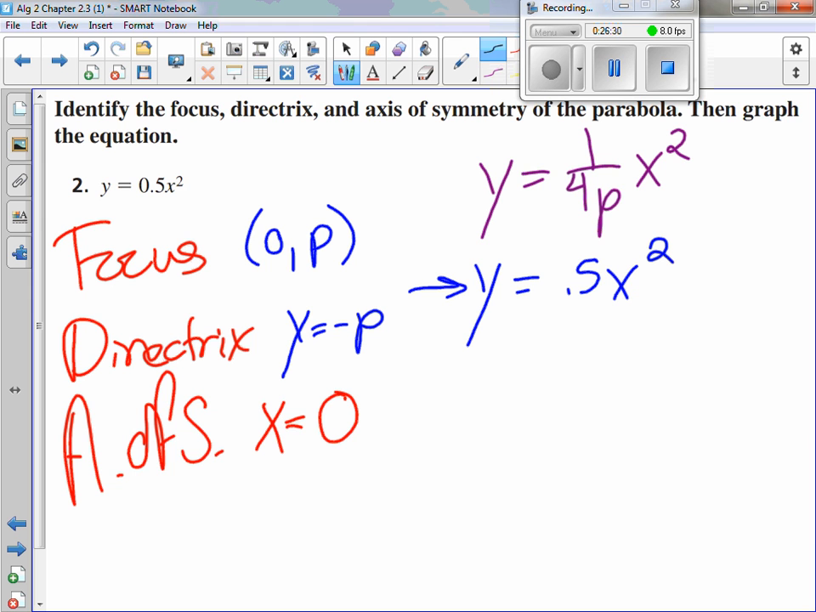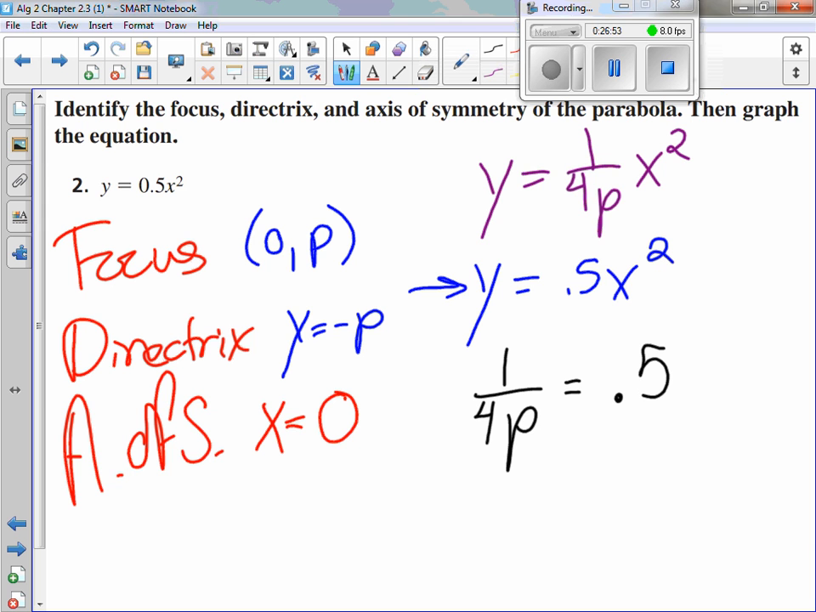What are we matching up? 1 over 4p is going to equal what? 0.5. Now, you don't have to rewrite 0.5 as 1/2. We don't have to rewrite it as a fraction. We can leave it as this here.